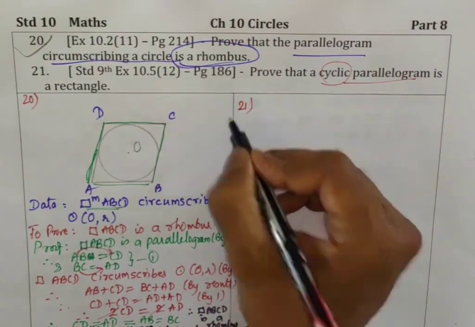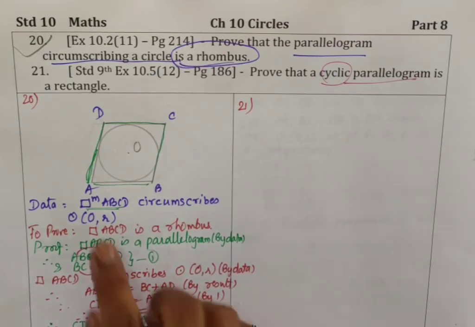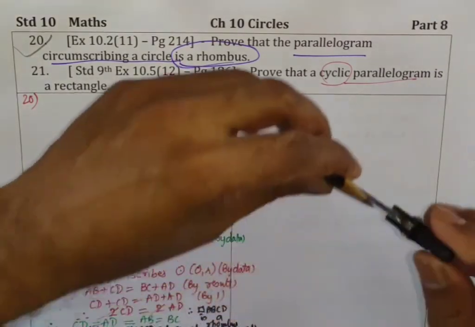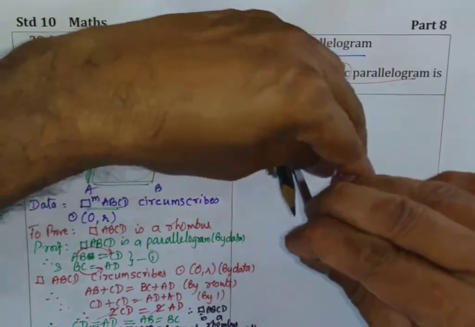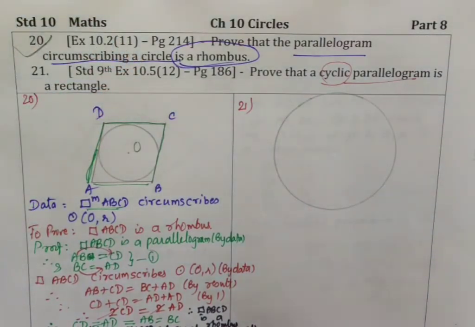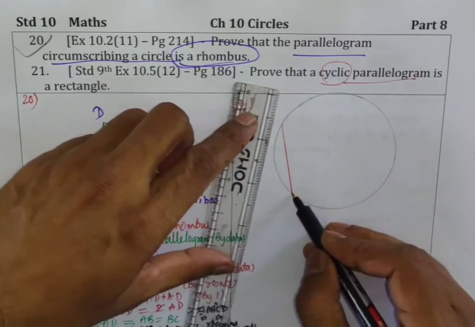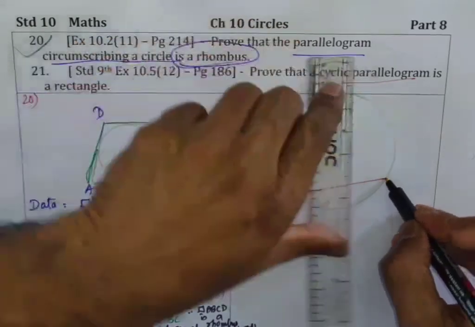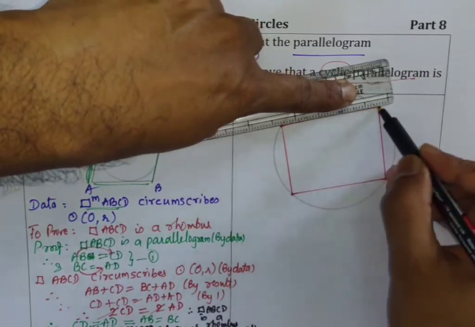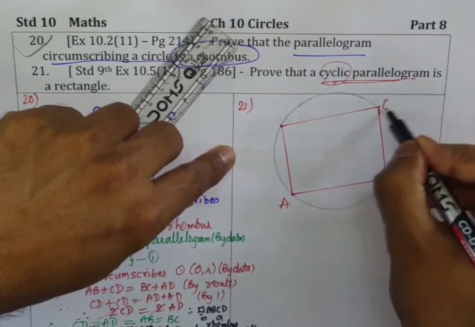Now what do you mean by cyclic parallelogram? Whose all 4 vertices lie on the circle. Here all 4 sides touch the circle. Correct? Let me draw a circle first. Okay, I'll take 4 points on it and join the quadrilateral. See, I took care because it is a parallelogram. All 4 vertices are lying on the circle.